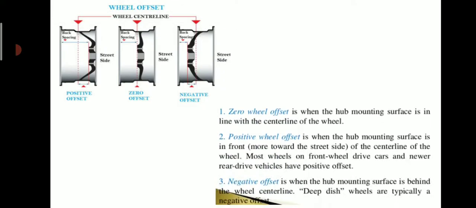What are the things? Wheel offset means zero wheel offset, positive wheel offset, negative wheel offset. Zero wheel offset is when the hub mounting surface is in line with the center line of the wheel. Positive wheel offset is when the hub mounting surface is in front of the center line of the wheel, and negative offset is when the hub mounting surface is behind the wheel center line.